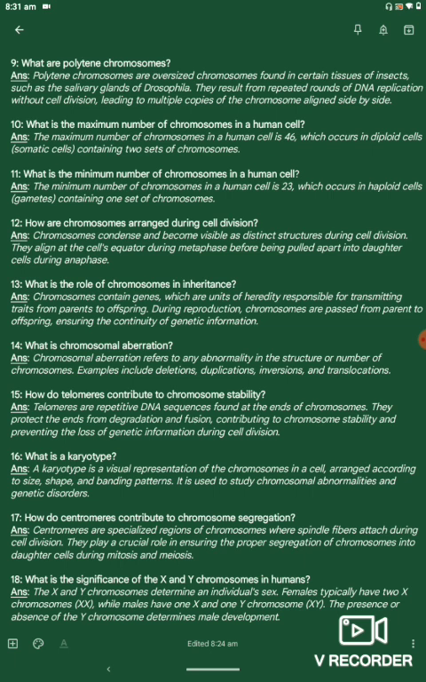Question 13. What is the role of chromosomes in inheritance? Answer. Chromosomes contain genes which are units of heredity responsible for transmitting traits from parents to offspring. During reproduction, chromosomes are passed from parent to offspring, ensuring the continuity of genetic information.